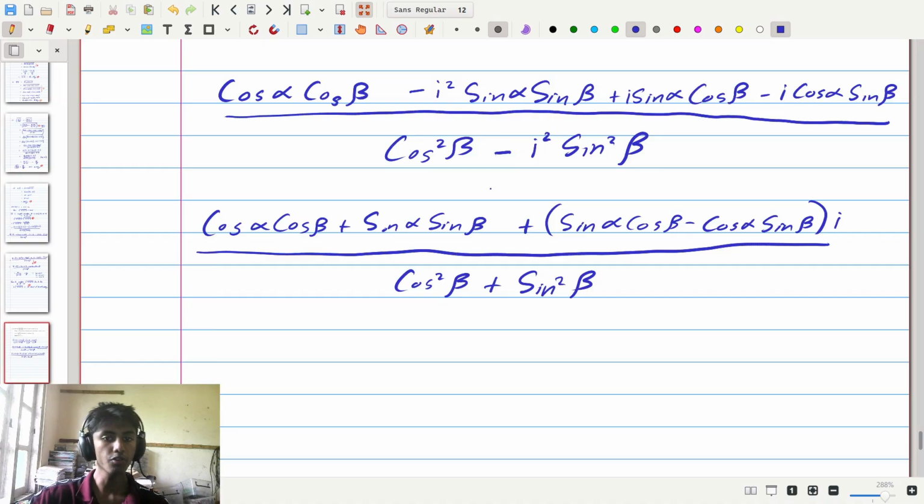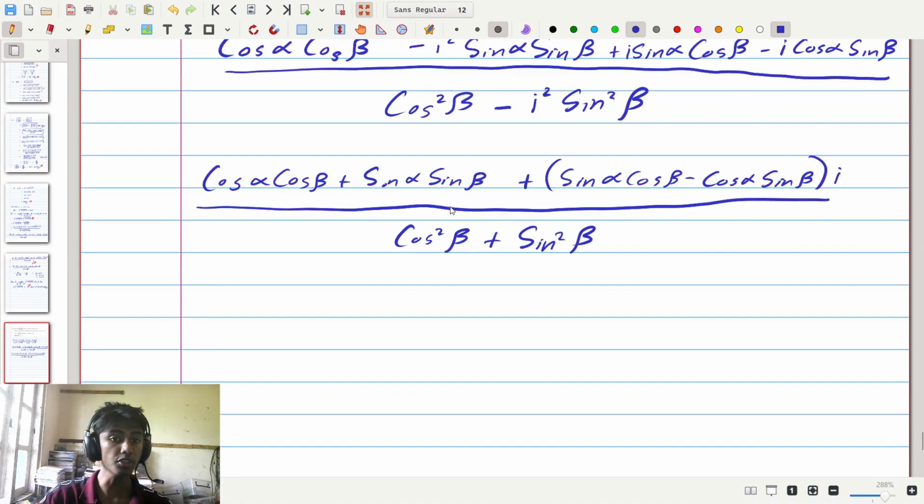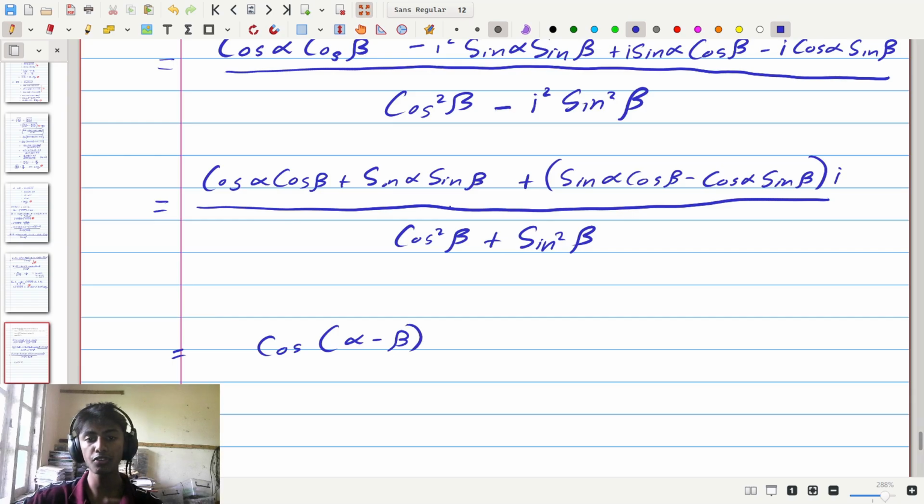Now here we need to apply a couple of equations. The first equation is that cosine of alpha minus beta is equal to cos alpha cos beta plus sin alpha sin beta. So therefore this term right here is equal to cosine of alpha minus beta. Now the second term here is equal to sin alpha cos beta minus cos alpha sin beta, and this right here is also equal to the sine of the first angle, which is alpha, minus the second angle, which is beta.